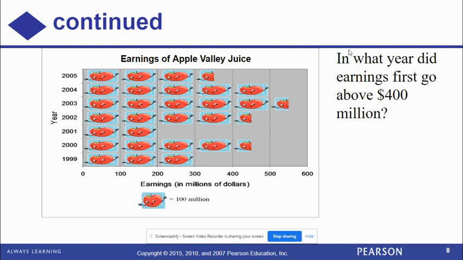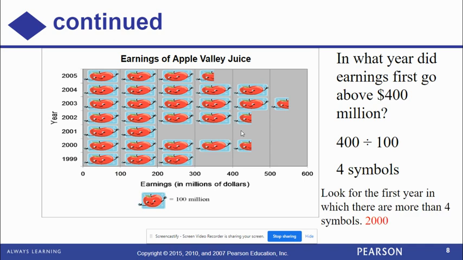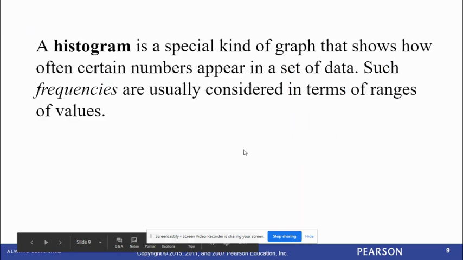In what year did earnings first go above 400 million? Now, we look at the keyword. The keyword is first, so we look at the year that went above first. 1999 was below 400, but 2000 was above 400 million. So that was the first year it went up. Therefore, 2000 is the answer to that question, the year it went above 400 million.